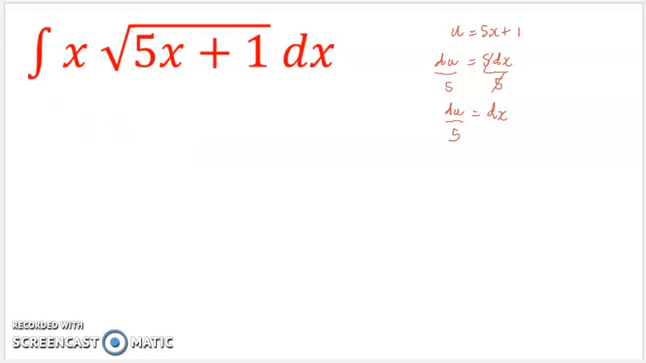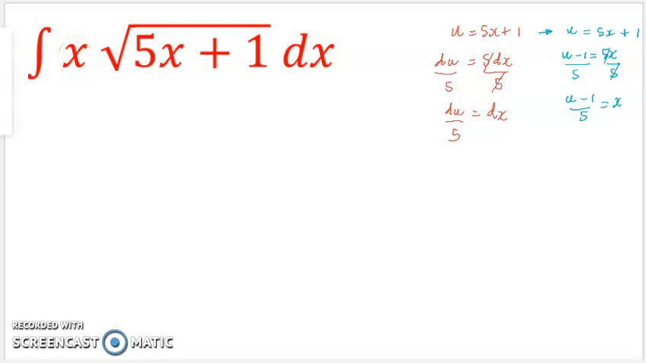So we have to make x be written in terms of u. So how do we do that? Looking at this one, we can actually manipulate this equation and get the equivalent of x in terms of u. So we have u is equal to 5x plus 1. So 5x is equal to u minus 1. And if we divide both sides by 5, we have x is equal to (u minus 1) over 5. Now, our x is in terms of u.